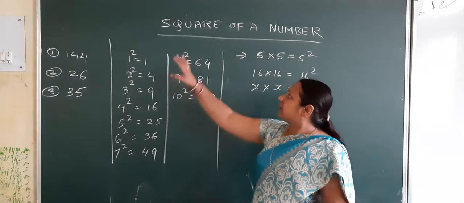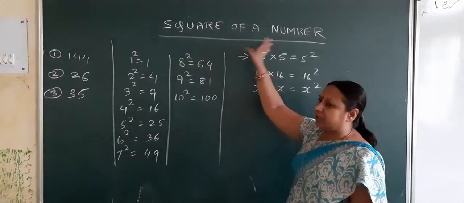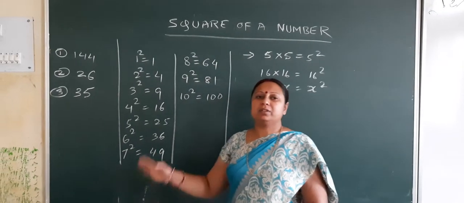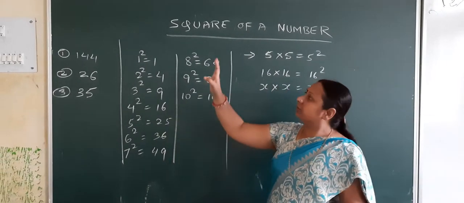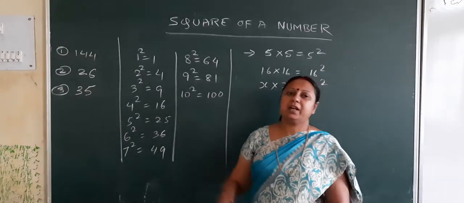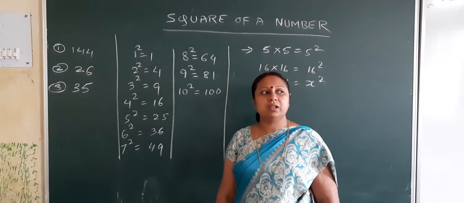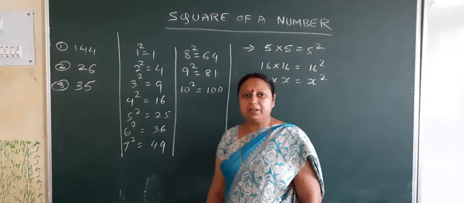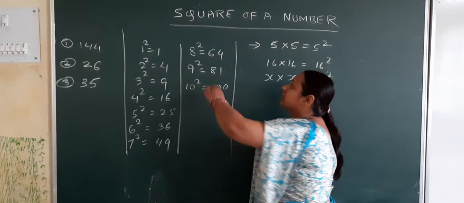Our today's topic is the square of a number. Today we will learn about the terms related to the square of a number and the properties related to the square of a number. The first term is square.